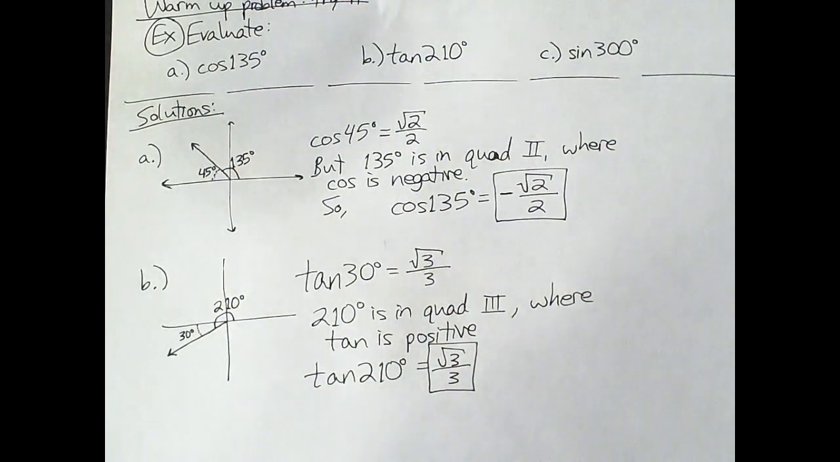I know it's positive because all points in quadrant 3 have a negative x-coordinate and negative y-coordinate, right? Any point in this is going to be negative something, comma, negative something. And tangent we could think of as y over x. So a negative over a negative is a positive. It means that you could remember that tangent is always positive in quadrant 3.